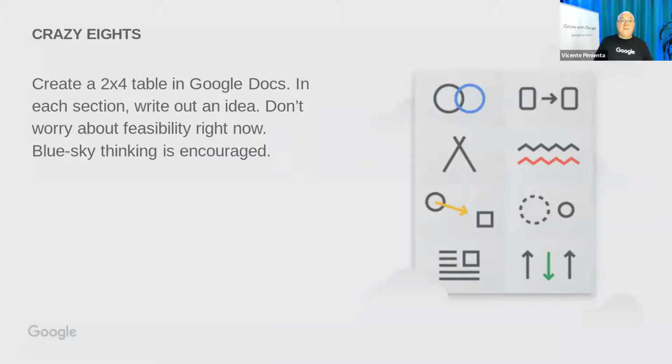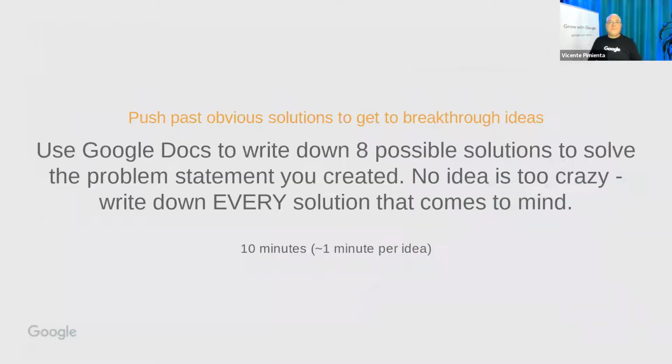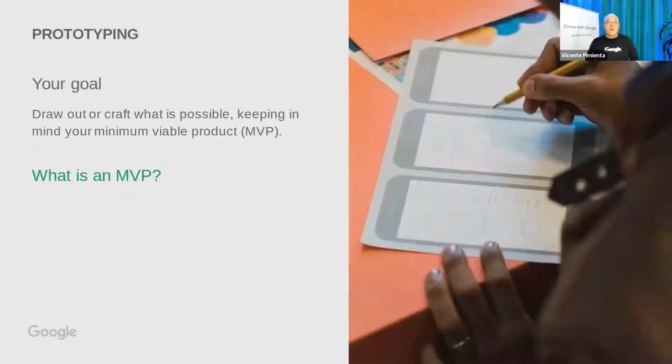So this is a Crazy Eight. Again, don't worry about the feasibility of these solutions quite yet. It's more important that you write down everything that comes to mind before narrowing in on one or a few for the next stages. Right on.